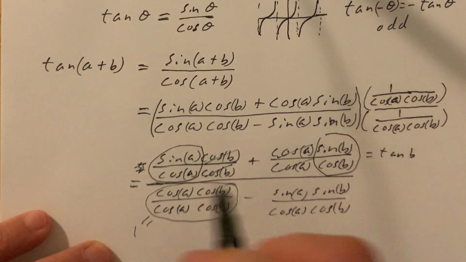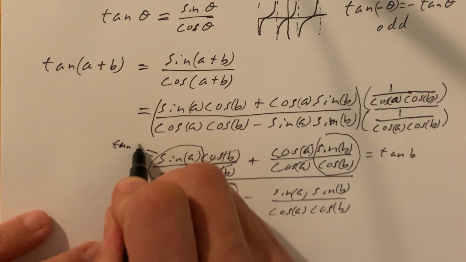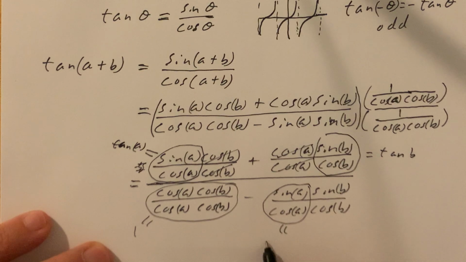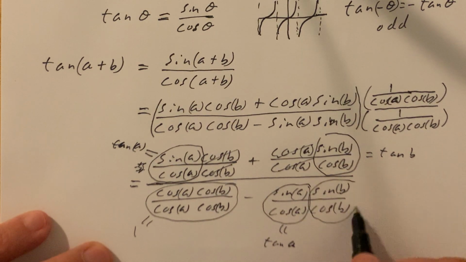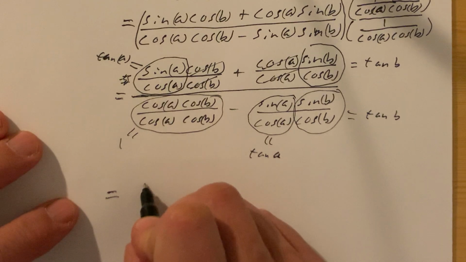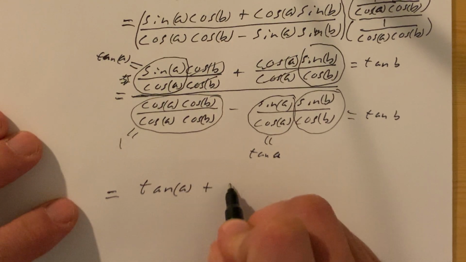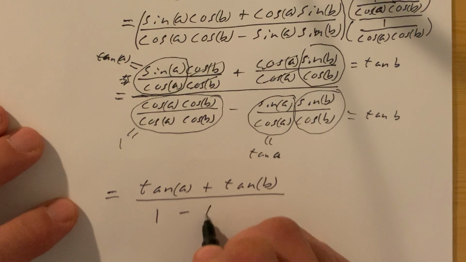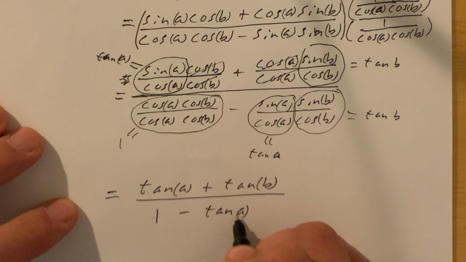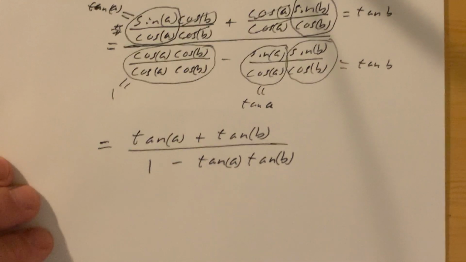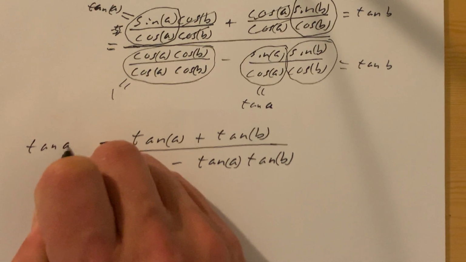Okay, so tan B, tan A. And here, that's going to equal tan A, and this will equal tan B. Okay, so very convenient, very slick. All right, so we got tan of A plus tan of B all over 1 minus tan A tan B. Okay. So that's our compound angle formula for tan of A plus B.